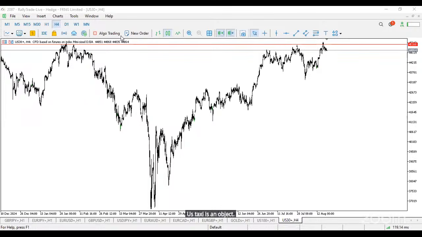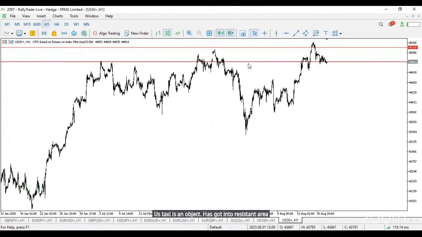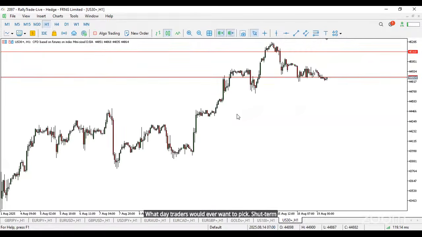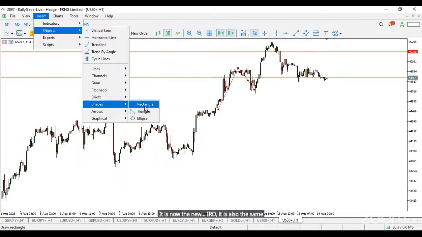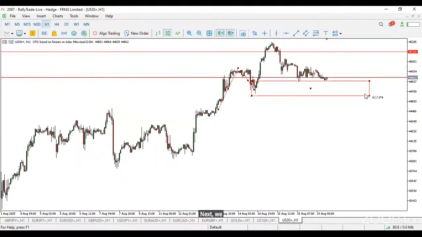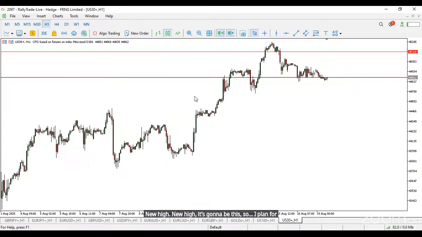So US 30 is in an uptrend. It has gotten to the resistance area of the H4 time frame. But as day traders, we want to pick short-term opportunities in the chart and trade. What is our setup looking like? We still see this simple uptrend, then a pullback. So this is now the new higher low, and it is the next area where price should come. Price is going to make a new high. So I can plan for both buy and sell in the charts.